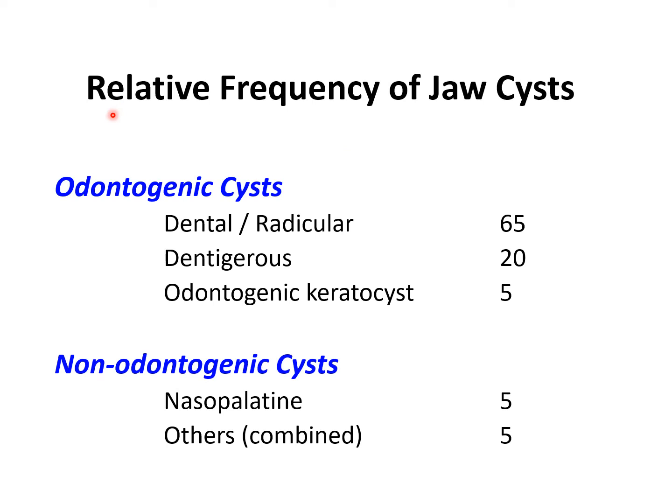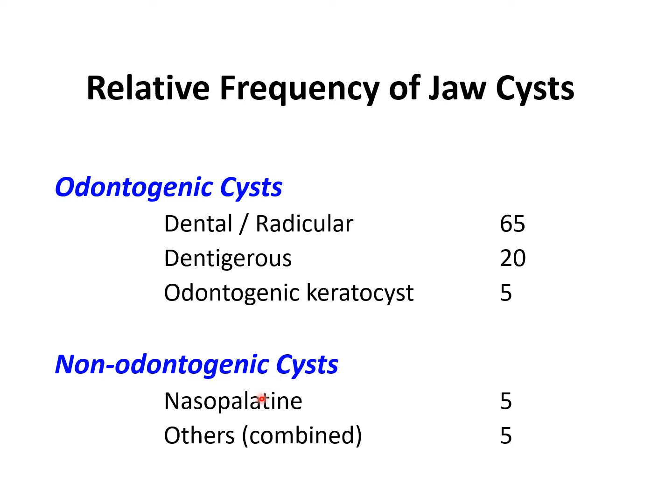Looking at the relative frequency of jaw cysts, odontogenic cysts are more common, and 65% of these are dental or radicular cysts, which develop as a complication of pulp necrosis and spread of infection into the periradicular tissues. Dentigerous cyst is the next common developmental odontogenic cyst and constitutes about 20% of jaw cysts. The third variety is odontogenic keratocyst, which accounts for about 5% of jaw cysts. So all three cysts, that is the radicular, dentigerous, and odontogenic keratocyst, develop within the jawbone.